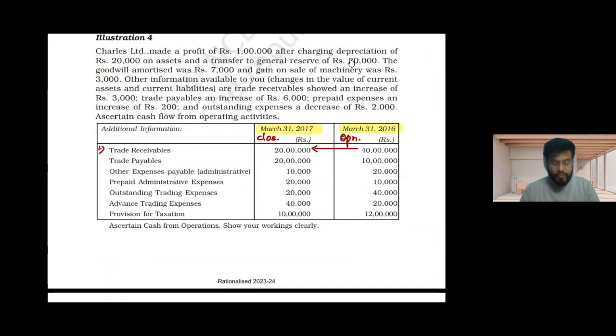Okay, so I need to read the full question for this. Just have a look. Charles Limited made a profit of 1 lakh after charging depreciation of rupees 20,000 on asset and transfer to general reserve of 30,000. The goodwill was amortized at 7,000 and gain on sale of machinery was 3,000.